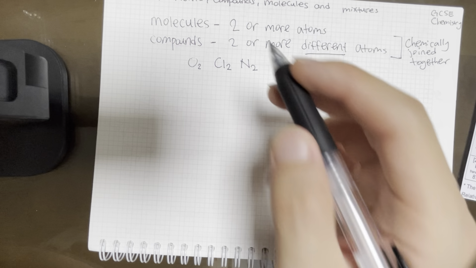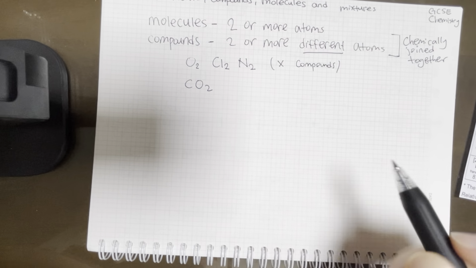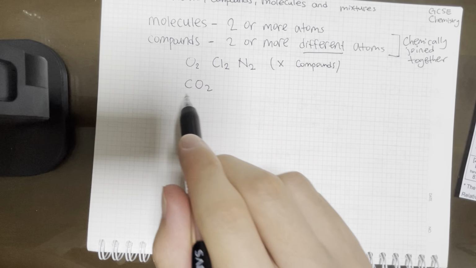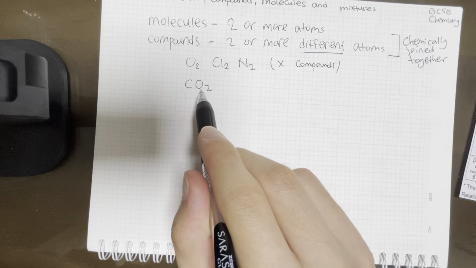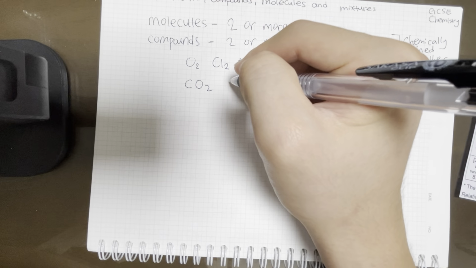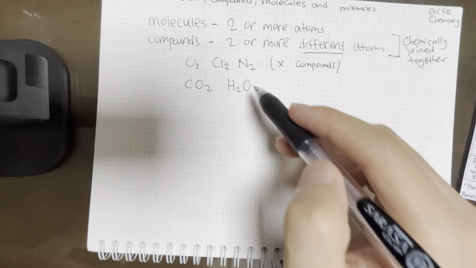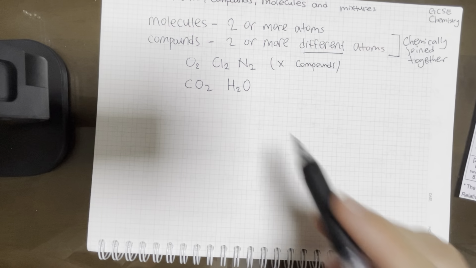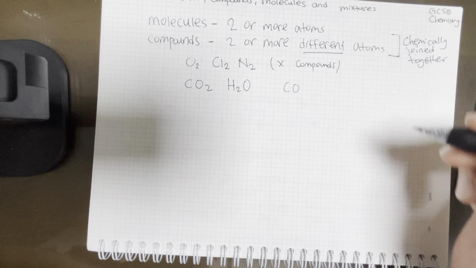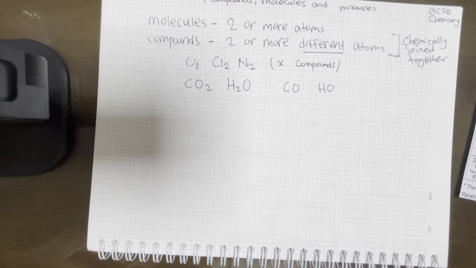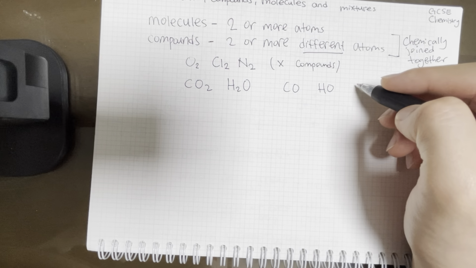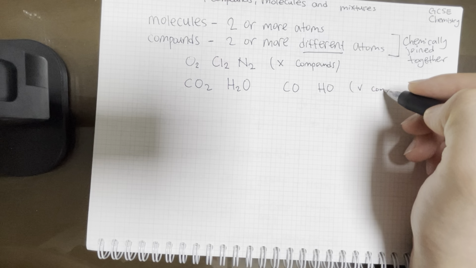For example, we have CO2. Quite similar to O2, right? But now we also have a carbon atom. This is called carbon dioxide, CO2. We have carbon and oxygen atoms, so this is a compound. Or we have H2O. We not only have oxygen, we also have hydrogen. That is a compound. Theoretically we could have just CO or HO, and this would also classify as a compound. You just need to have at least two or more different atoms. So these do classify as compounds.